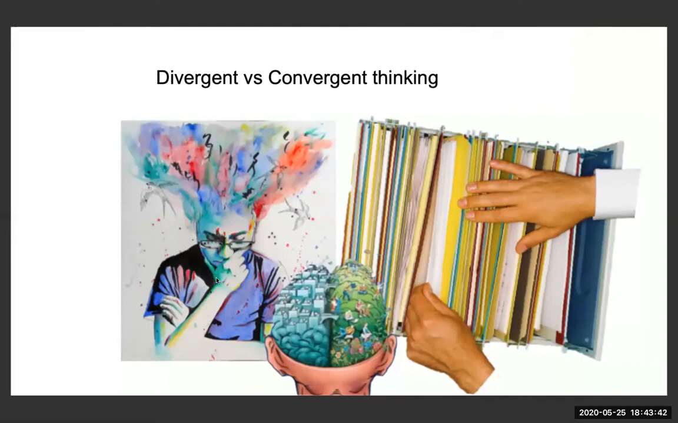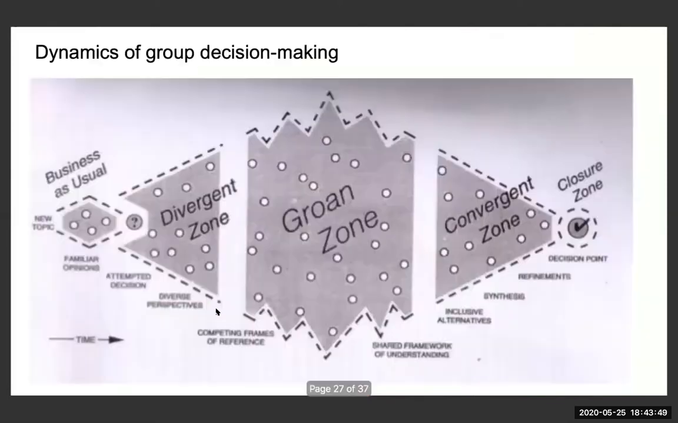Convergent thinking is when we get people to start to synthesize and summarize the thinking to the point where we can get a decision. And what it looks like when we're chairing a decision-making process is that we start out in what we call the divergent zone. So we have our new topic of conversation, what we want to talk about, and we invite people to have diverse perspectives and to give alternative viewpoints on the issue being discussed.